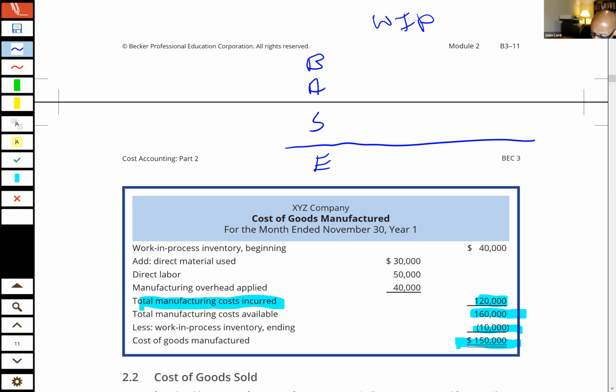So if we're analyzing work in process and our goal is to come up with the cost of goods manufactured, then our goal is to find this subtract, isn't it? I mean, if they're going to ask me the cost of goods manufactured, by definition, the cost of goods manufactured is the amounts that I take out of work in process and put into finished goods, right? It's the credit. It's the amount that I take out of work in process.